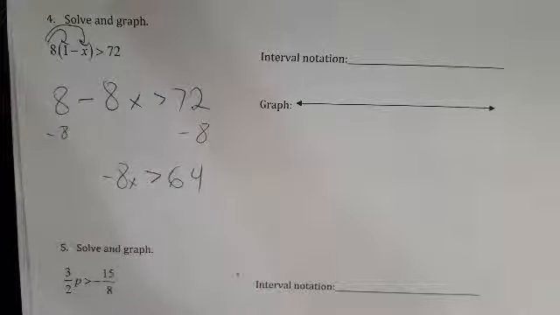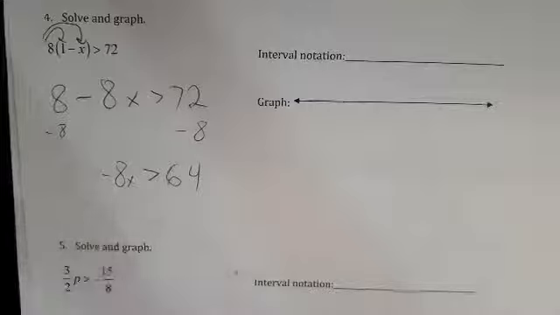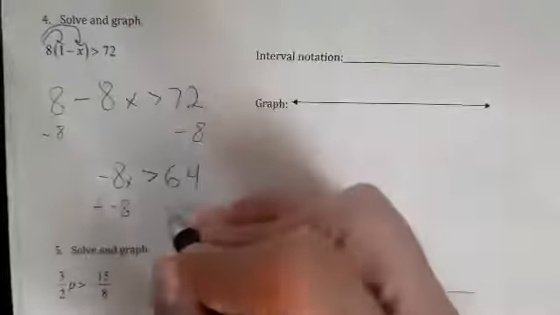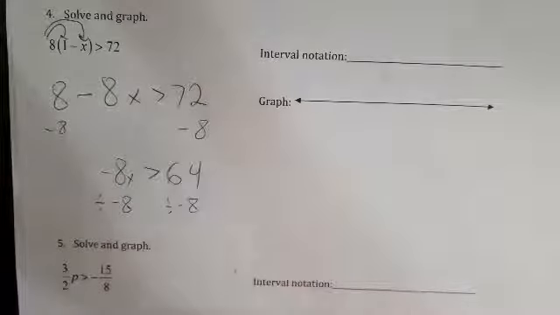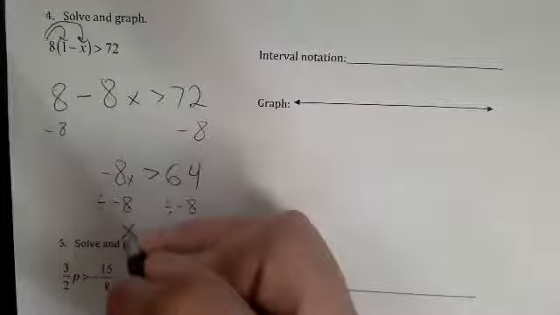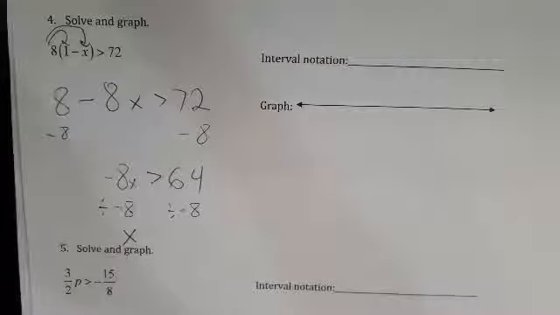And so I want to solve for x. This is being multiplied by negative 8, so I have to divide by a negative 8. And if I divide by a negative 8, this is going to become x, and this is going to become a negative 8. And the sign, what am I going to do with the sign? I'm hoping you're saying it, but we should also flip the sign. So this should look like what, x is less than a negative 8.